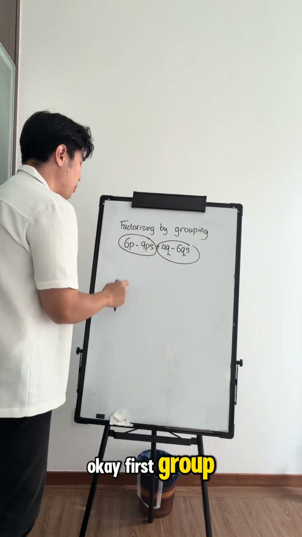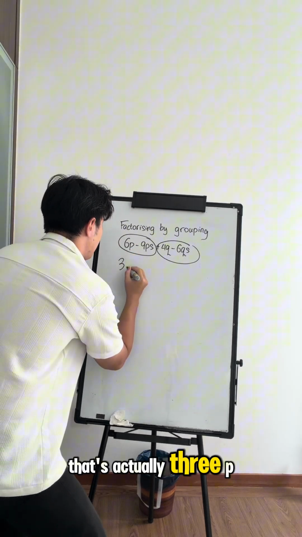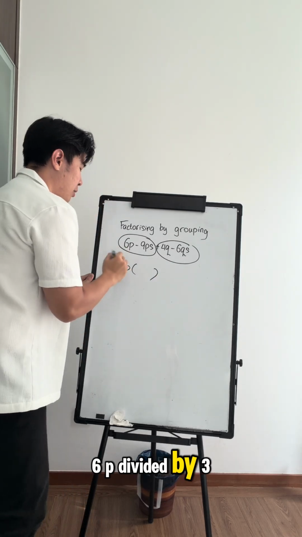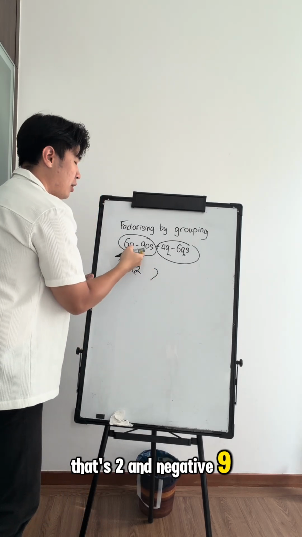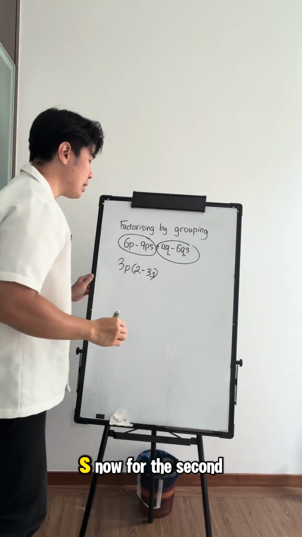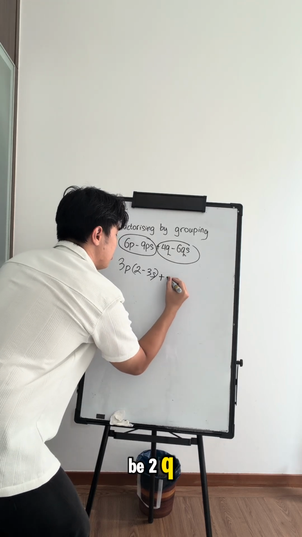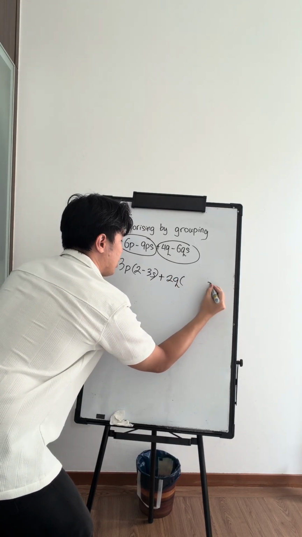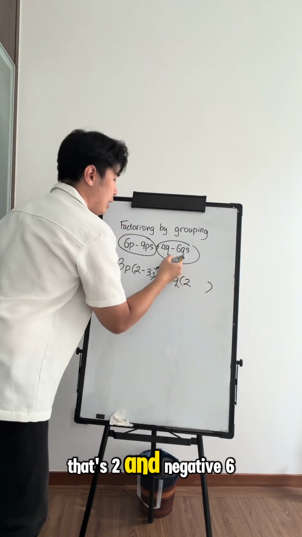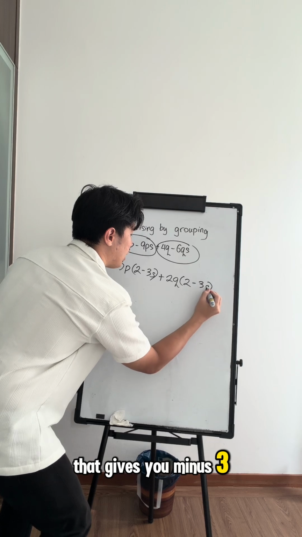Okay, first group, the highest common factor of 6p and 9ps is 3p, and inside of the bracket, 6p divided by 3p is 2, and -9ps divided by 3p gives you minus 3s. Now, for the second group, the highest common factor would be 2q. Inside of the bracket, 4q divided by 2q is 2, and -6qs divided by 2q gives you minus 3s.